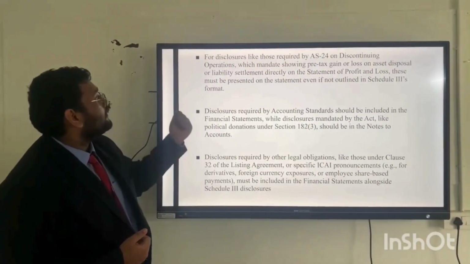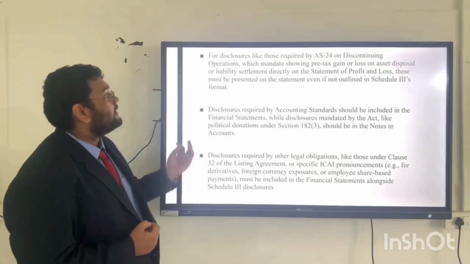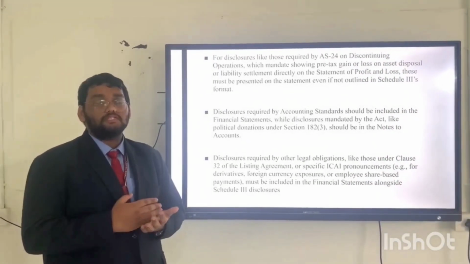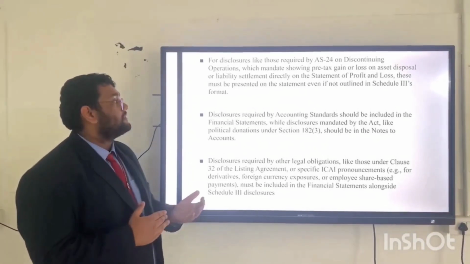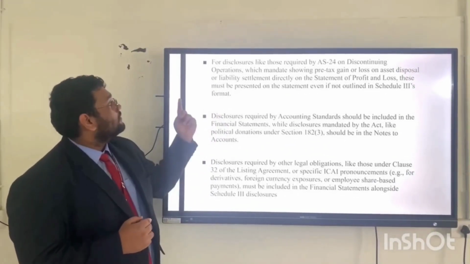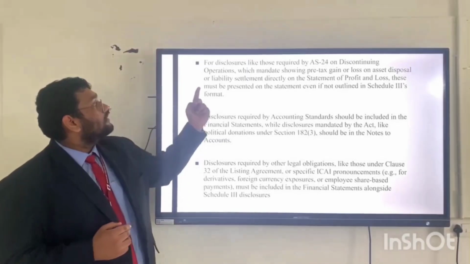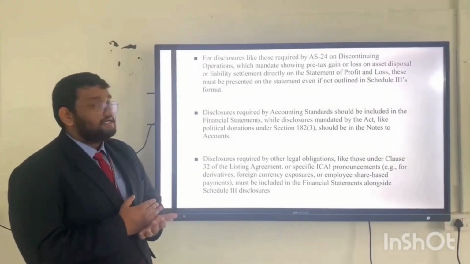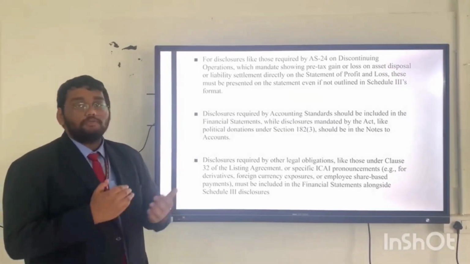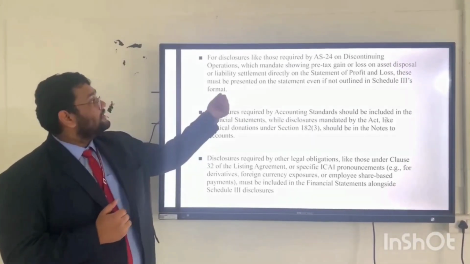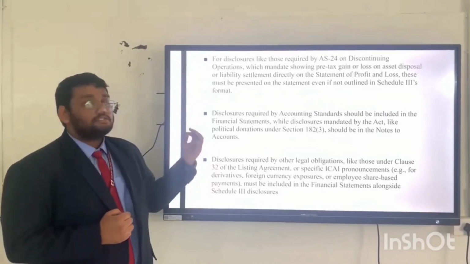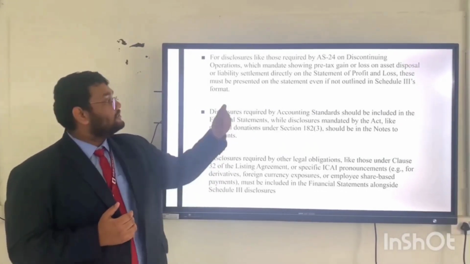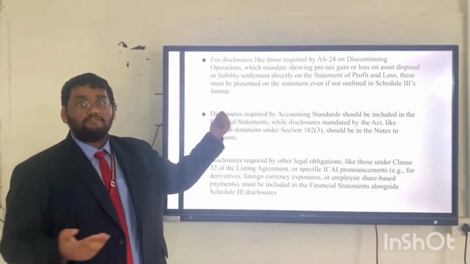The fifth one is for disclosures like those of AS24. AS24 talks about discontinuing operations, meaning whenever a company stops or discontinues its business, this AS is followed. So the fifth instruction mandates showing that pre-tax gains and losses on asset disposal and liability settlement should be shown in the statement of profit and loss. This is stated in AS24, but it is not mentioned in Schedule 3. But Schedule 3 also says that this should be done, shown even if it is not mentioned in the schedule.